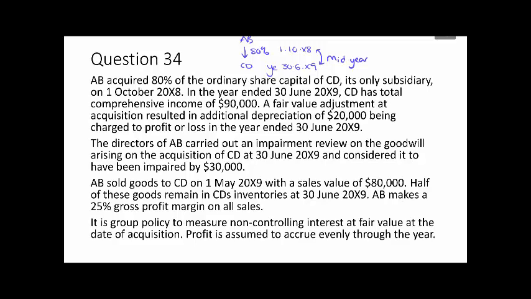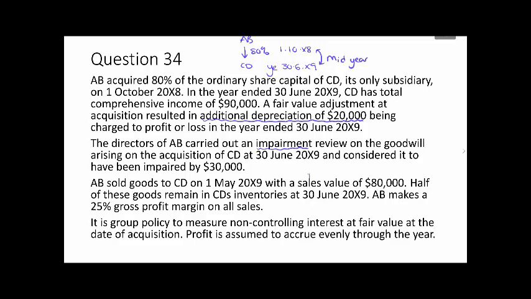to be time apportioned. The question then carries on to tell us that there is a fair value adjustment that's been made on the acquisition, and as a result of that, additional depreciation has been charged of $20,000. This would all be post-acquisition and would affect the profit realised by the subsidiary to then split between the group and the NCI. The next paragraph goes on to talk about goodwill and refers to an impairment of goodwill as at 30th of June X9, and again this would affect the profit of the subsidiary to share between the group and the NCI.